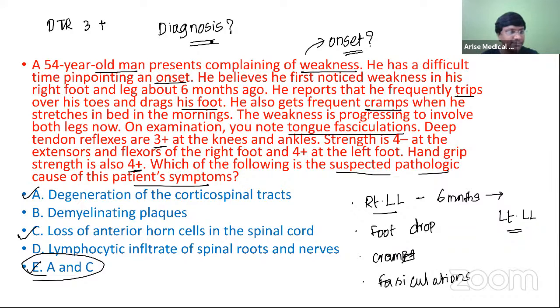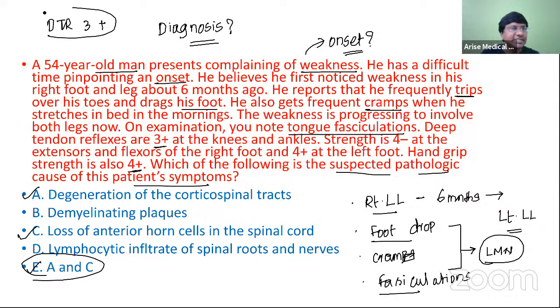Any one of you? Yes, Sai Taruni. What is the clinical diagnosis? So now what does this patient have? This patient has foot drop and this patient has fasciculations. So the presence of foot drop as well as fasciculations, these are your lower motor neuron symptoms.